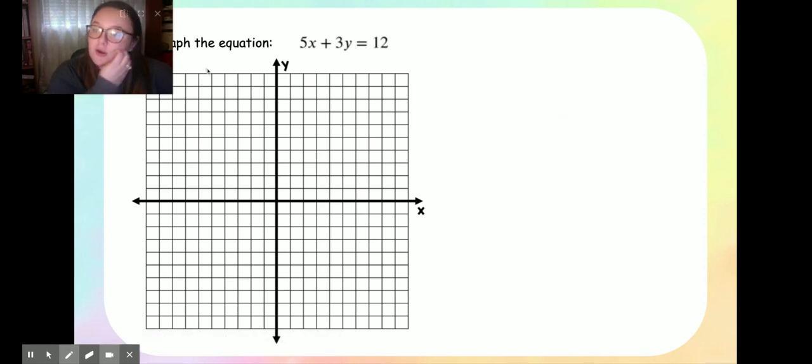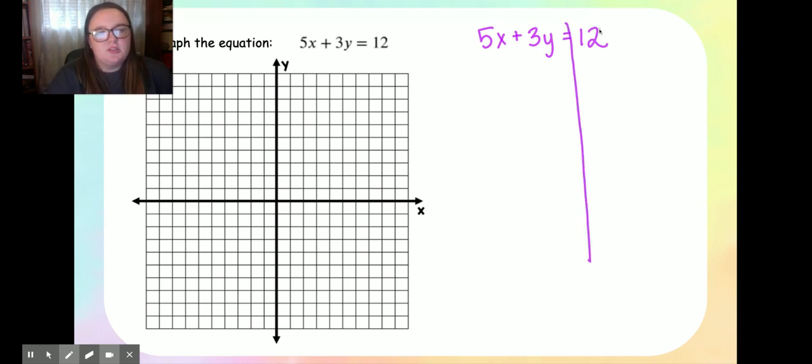So this is standard form, we recognize that. I'm gonna write it off here to the side. 5x plus 3y equals 12, okay? And we know that we're gonna be moving things around. I'm gonna draw that line at the equal so that way I can keep all of my work nice and neat, because we don't like messy work, right? So there it is. I want to get y equals mx plus b at the end of this, right? I want to get y by itself.